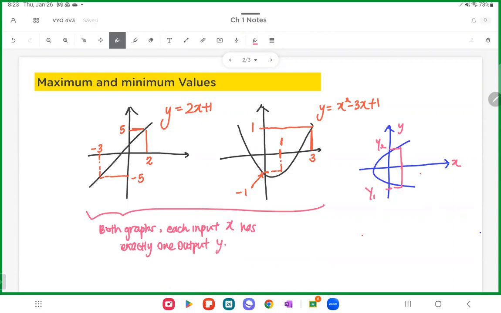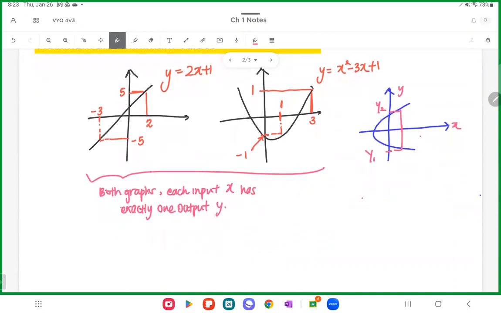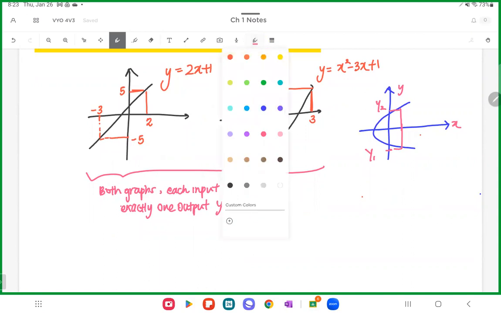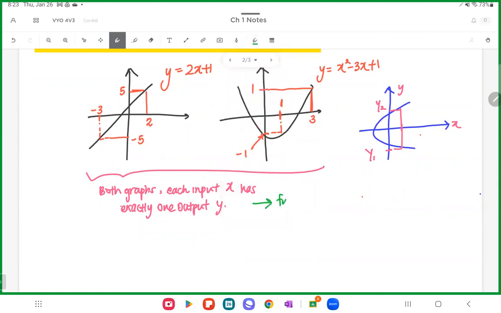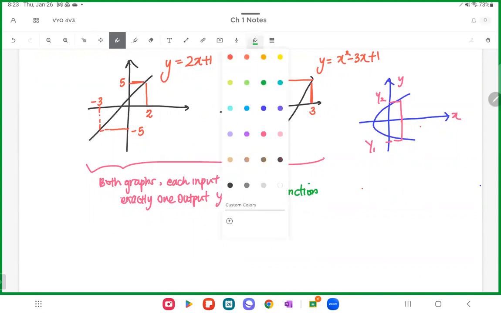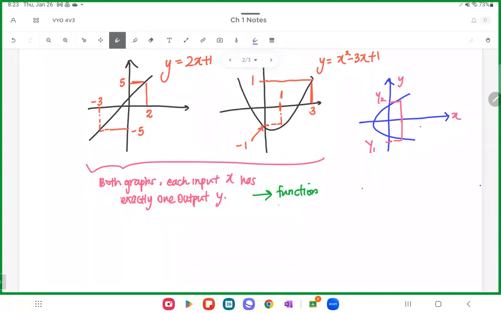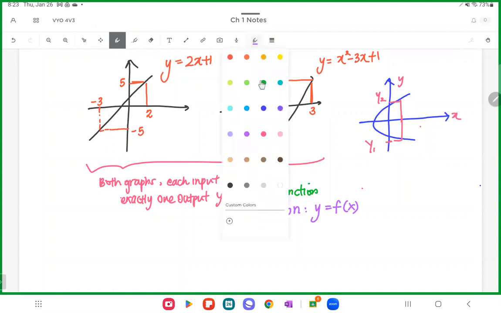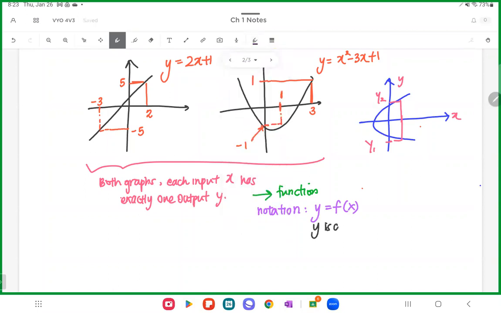Okay, so the moment a graph has one input giving one output, we call this a function. Later I'll show you the difference between a function and an equation. Okay, so what is the notation of a function? Usually we denote a function as f(x). So usually we'll write it like this: y is a function of x. Okay, how do we read this? We read this as y is a function of x. Okay, this is how we read.